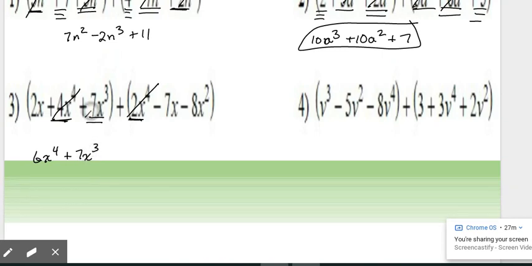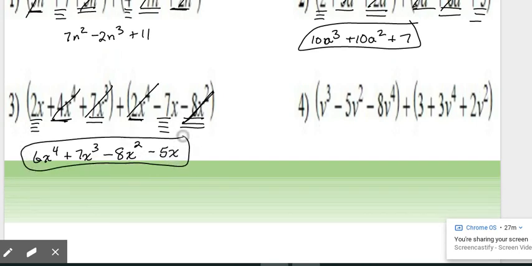And we only have one of these x squareds, so drop it like it's hot. And then my x's, 2x plus -7x is -5x. Last addition problem here. My v to the fourths, -8 plus 3 is -5.